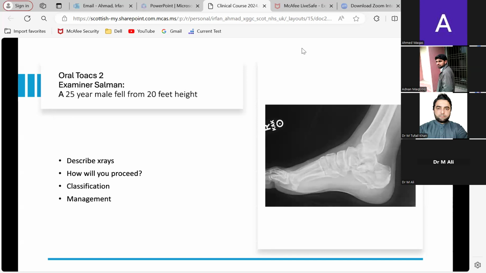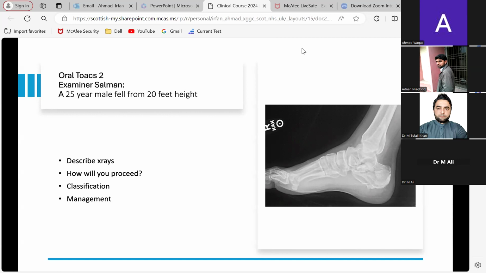Any other investigation you would like to do? I'd like to do the CT scan, sir. CT scan of what? CT scan of the affected foot and ankle, sir. Foot and ankle. Good. Okay.